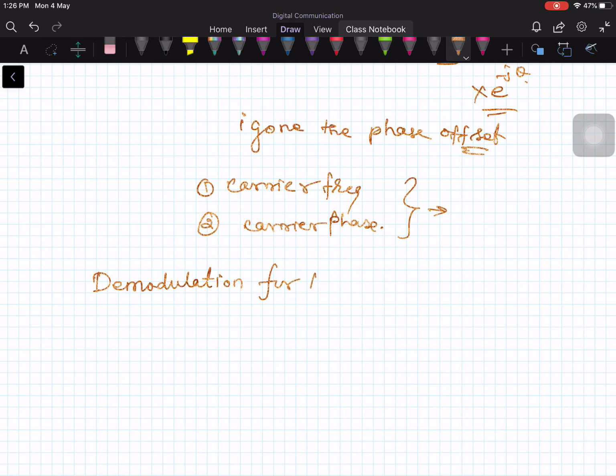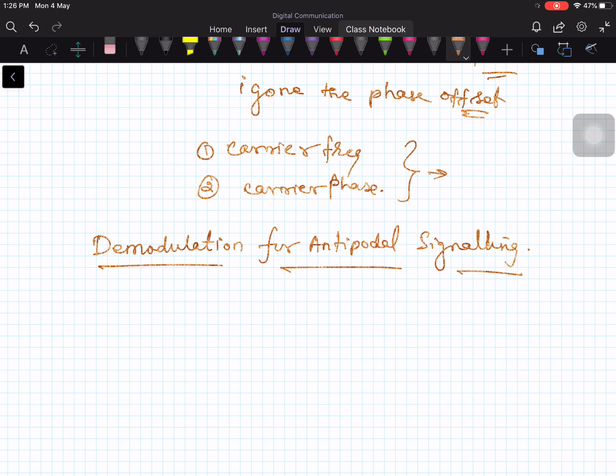Demodulation, antipodal signaling. To start with, let me discuss the demodulation of antipodal signals. So I am taking the case of antipodal signals. Okay, the best example for antipodal signal is BPSK, binary phase shift keying.